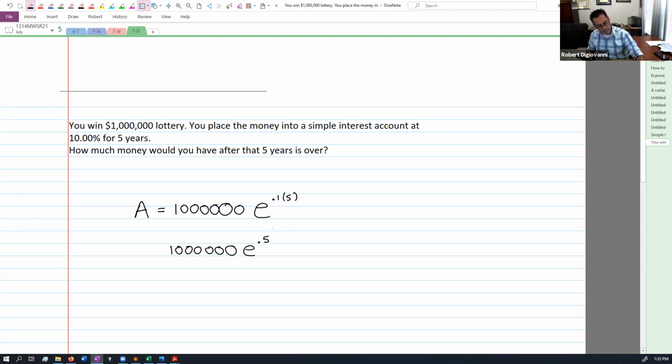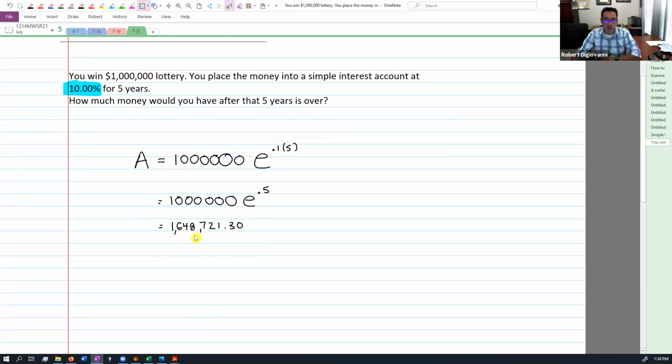Ready for this? $1,648,721.30. Look at the difference between that. If you did the stock market instead of the bank and got back the average return on the stock market over the last 30 years, which is about 10%, look at how much money you will have after 5 years. $1,648,721. That means you gained $648,721. That's your gain.